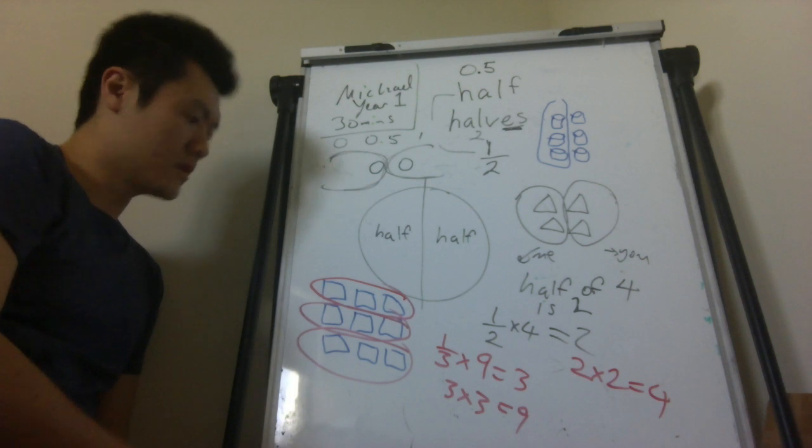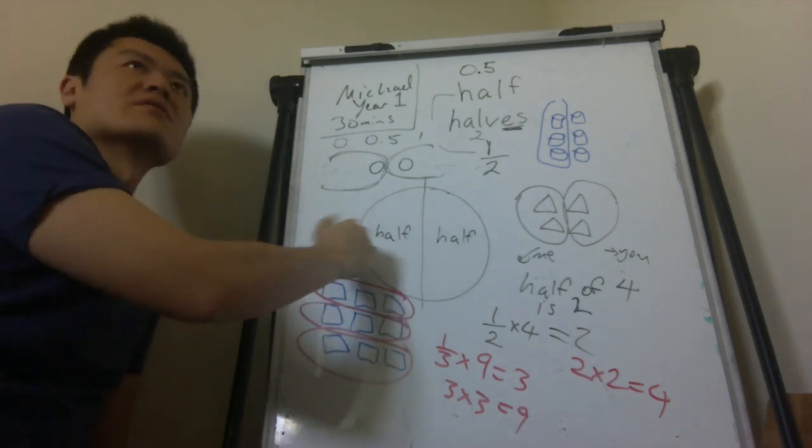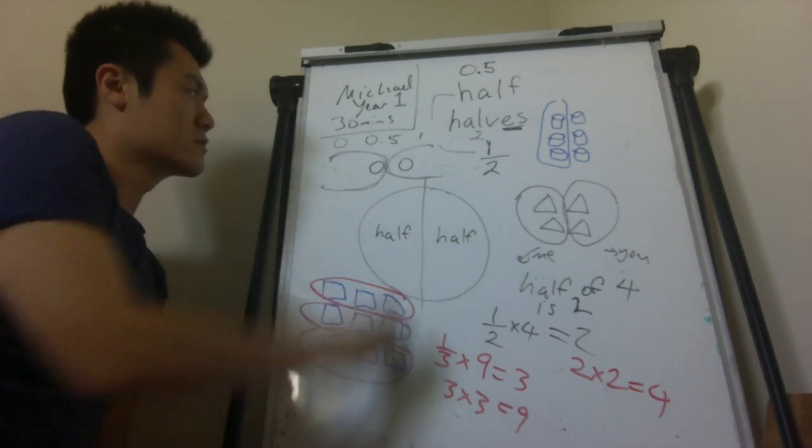So what if we just had one triangle, one circle? See, one circle, right? It's split in half. You have half a circle, yeah? Okay. Let's try and do that again.